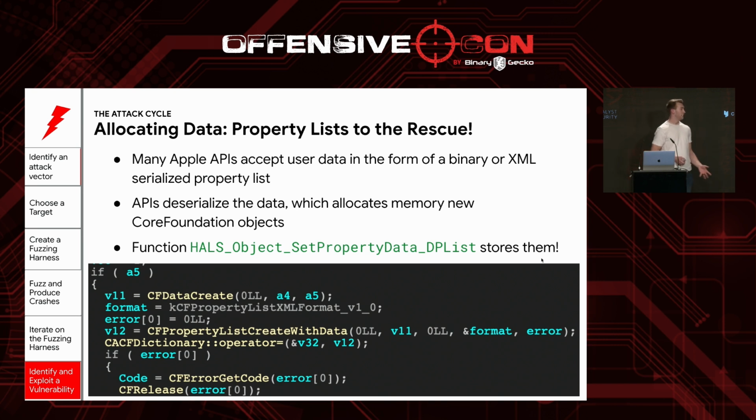So I needed to find a data allocation primitive on the heap, and property lists were very useful for this. This is a widely used technique in the macOS exploitation space. Many of the APIs that I could invoke here accepted user data in the form of either binary or XML serialized property lists. And these APIs then deserialize the data and allocate new Core Foundation objects. So here's an example of one of the APIs that I could call. It's basically just creating data out of our user-provided data and then creating a property list from that.